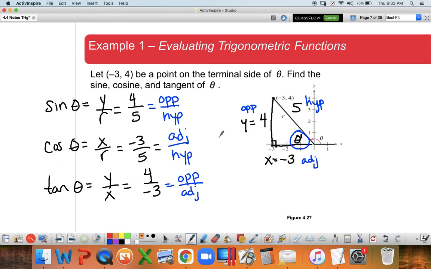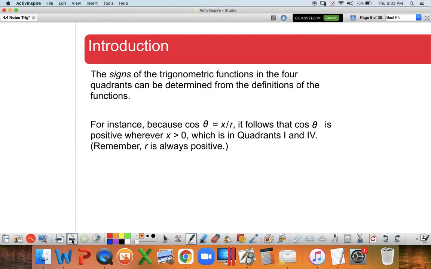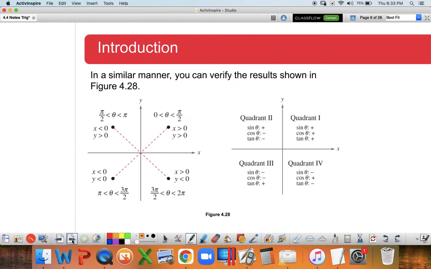So notice though, cosine was negative in this quadrant. Tangent was negative in this quadrant. So if you can remember back to what we learned last semester, there's a rule for this, right? How do we remember in what quadrants things are positive and things are negative? So last year what I introduced is an acronym.